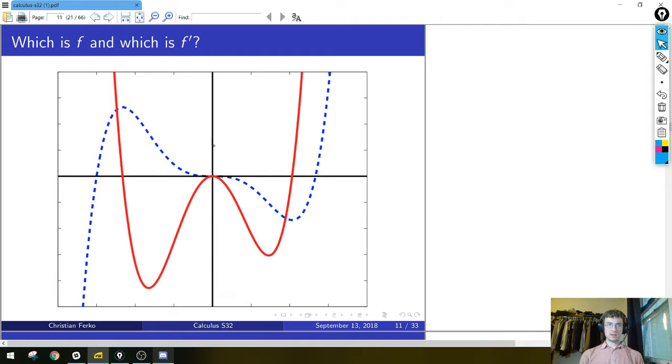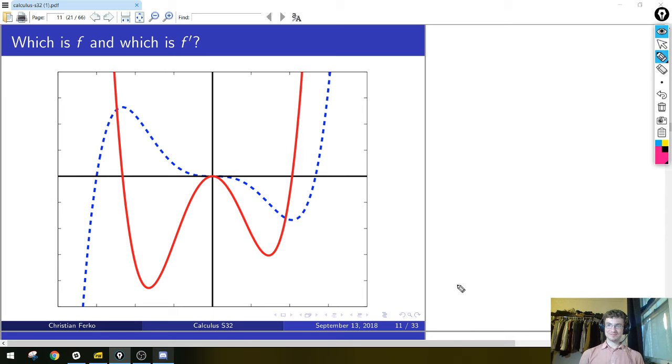Using that, just a quick question. I have shown you these two different plots, one function in red and one in dotted blue, and I tell you that one of these two plots is a function f, and the other plot is the derivative of that function, f prime. How could you tell which is which between these two? I believe that the red is f prime. Man, okay, that was fast. How did you know?